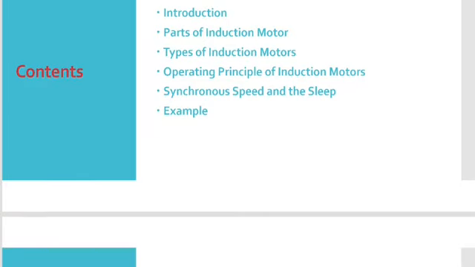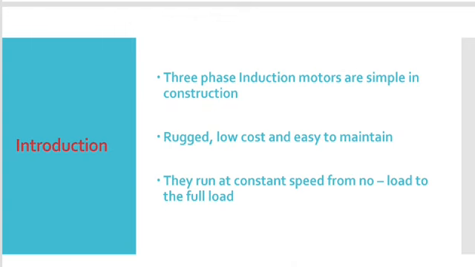First of all, in the introduction I want to say that three-phase induction motors are simple in construction, that means no commutator is required as in the case of DC motor. So no requirement of commutator means no requirement of brushes. By means of that, it is rugged, with fewer parts, so it is low cost and easy to maintain. And one main advantage is that they run at a constant speed from no load to full load. Therefore these motors are frequently used in industry.